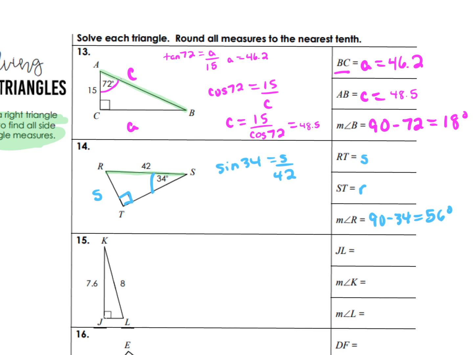And then what about finding side R? Owen? Cosine. There you go. Cosine of 34 is equal to R over 42. So in each case, you're doing 42 times that trig function to get your answers. Good.